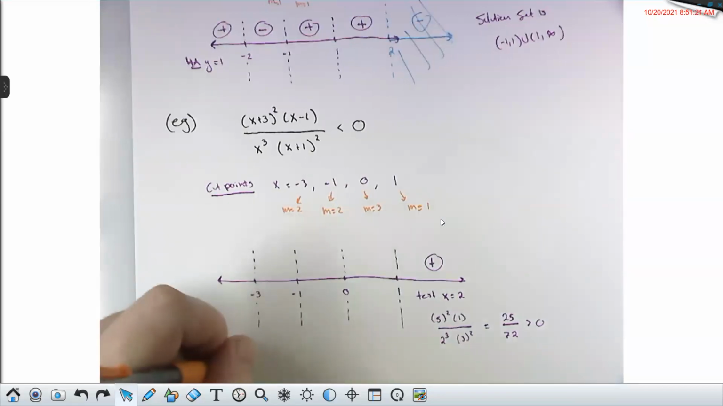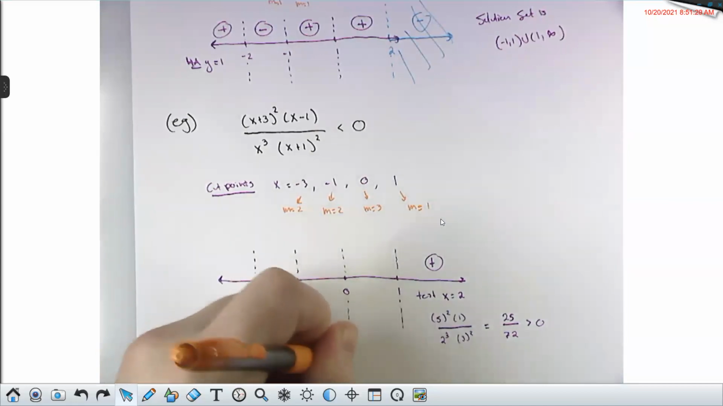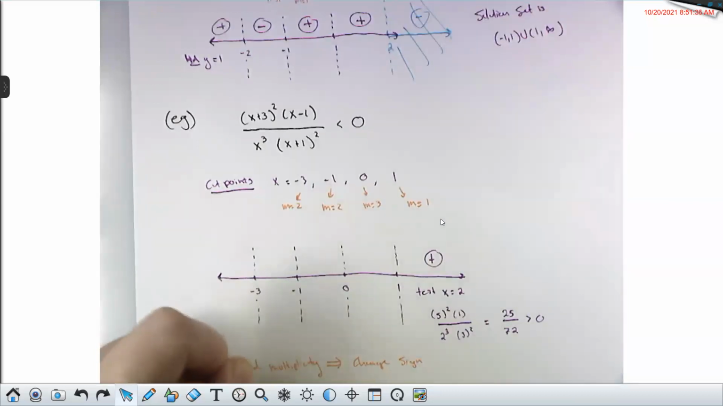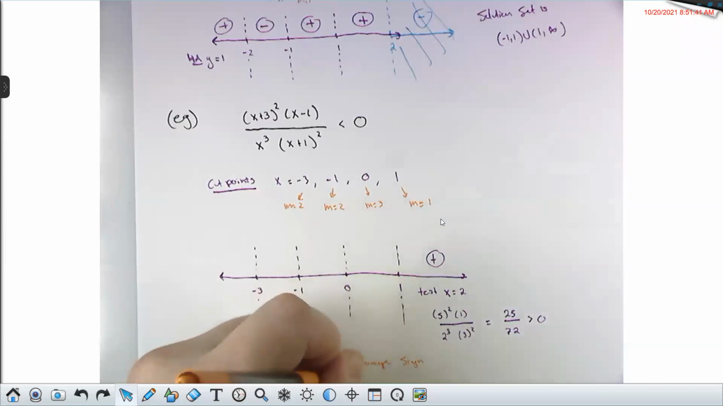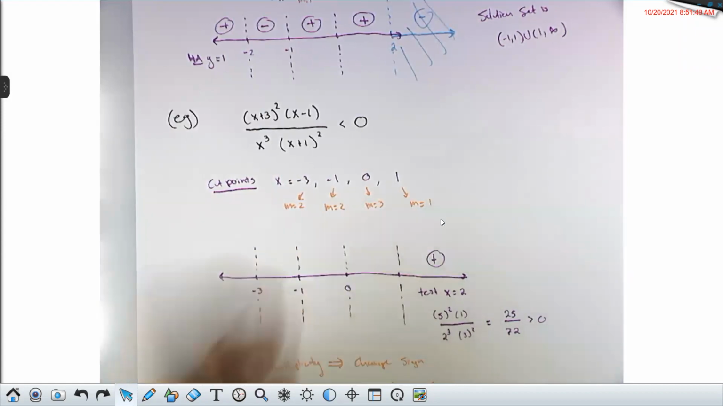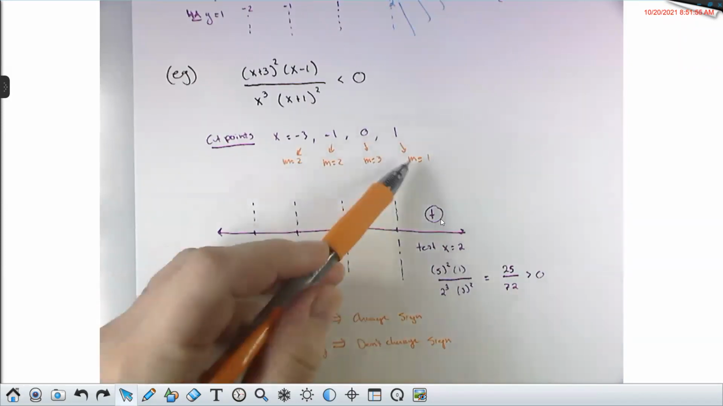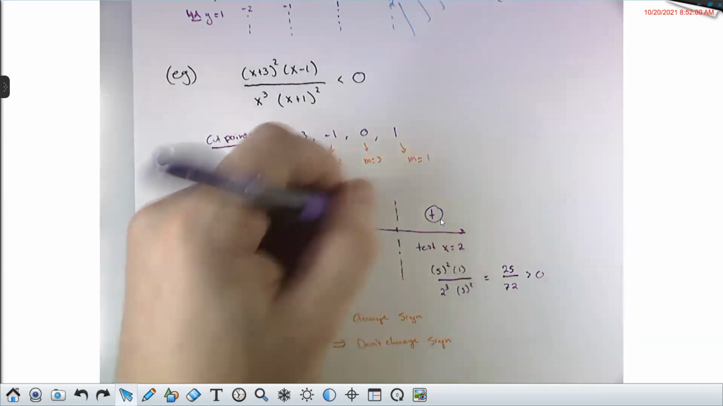All right, so odd multiplicity means you're going to change sign. Even multiplicity means we don't change sign. That's what's going on, right? So this guy is an odd multiplicity. He's coming from this multiplicity 1 factor. So as I jump over him, I must change sign.